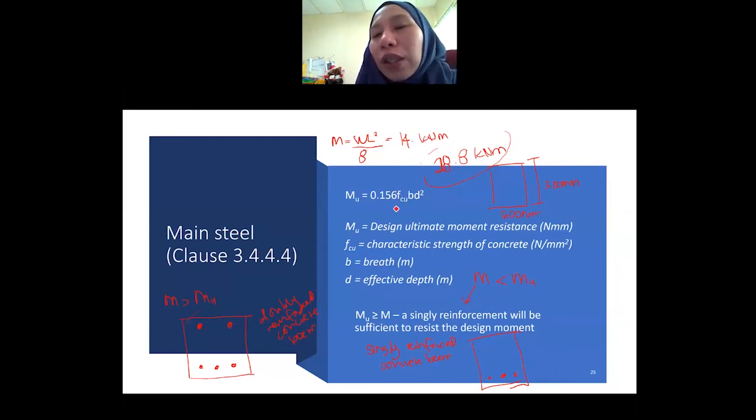Okay, from this formula, MU equals 0.156 FCU BD squared, and we have FCU. FCU, if you still remember, is the strength of concrete, like the 30, 35. The smallest one is 7.5. So that is the strength of concrete. B is actually breadth, and D is effective depth. So effective depth is not the height. Effective depth is something else, but later I will explain what effective depth is. Here I will not explain yet.